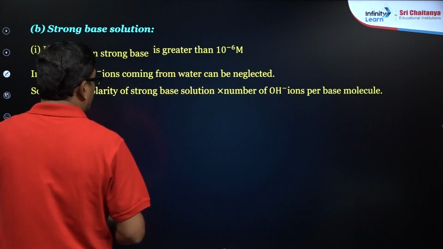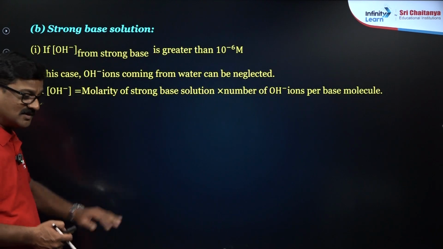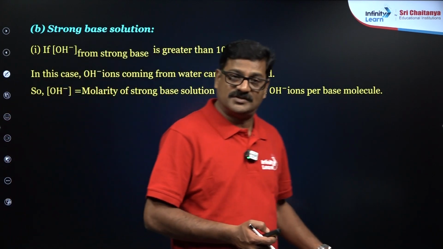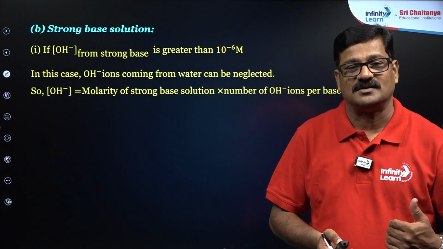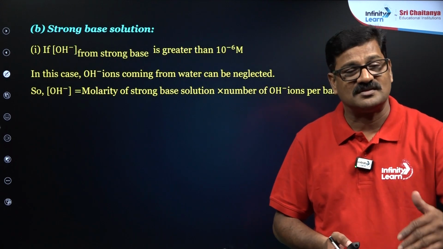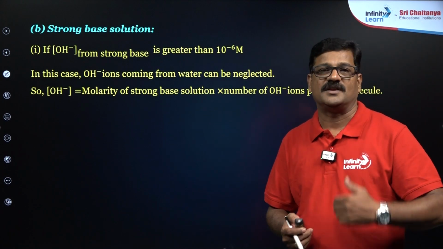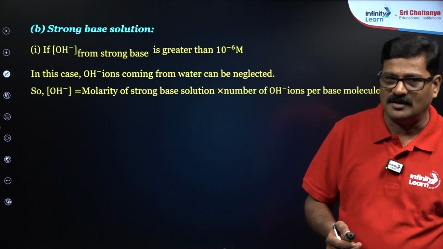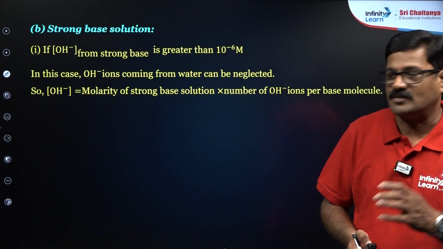Similarly, for the strong bases, you have to take the OH minus ion concentration. With the same parameters, we have to consider if it is less than 10 power minus 6, you have to take the base concentration as well as the water ionization constant, and if it is greater than this, only then can you take the OH minus ion concentration from the base concentration alone.